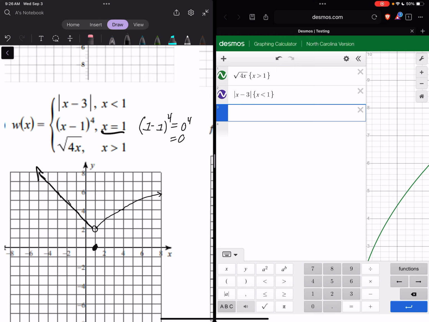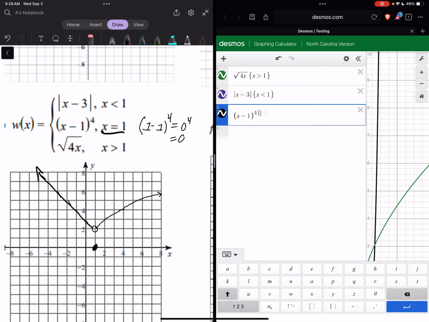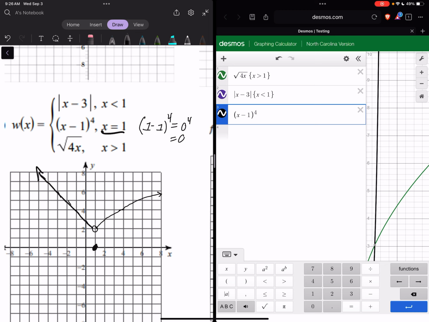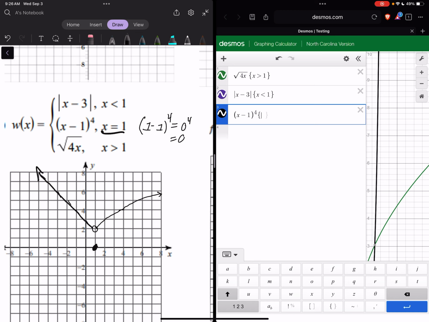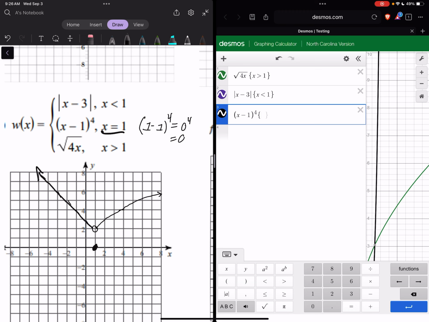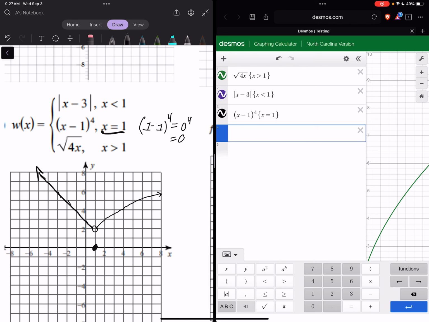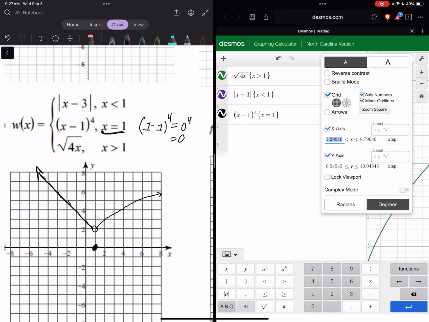All right, and x minus 1 to the power of 4. To do an exponent that is not 2, you can do shift 6, which is the caret key. And I want this after I get off of that exponent, where x equals 1. Okay, now I'm going to go ahead and change back my graph to the -8 to +8s.